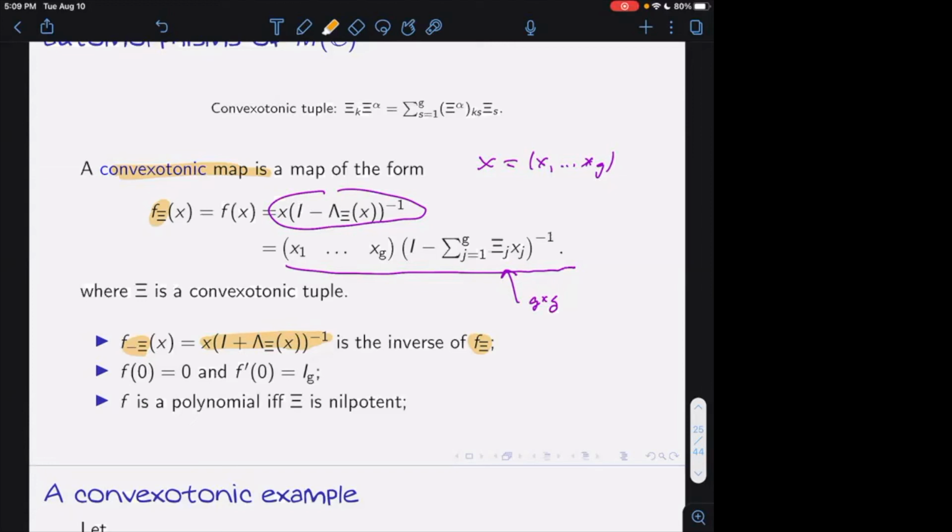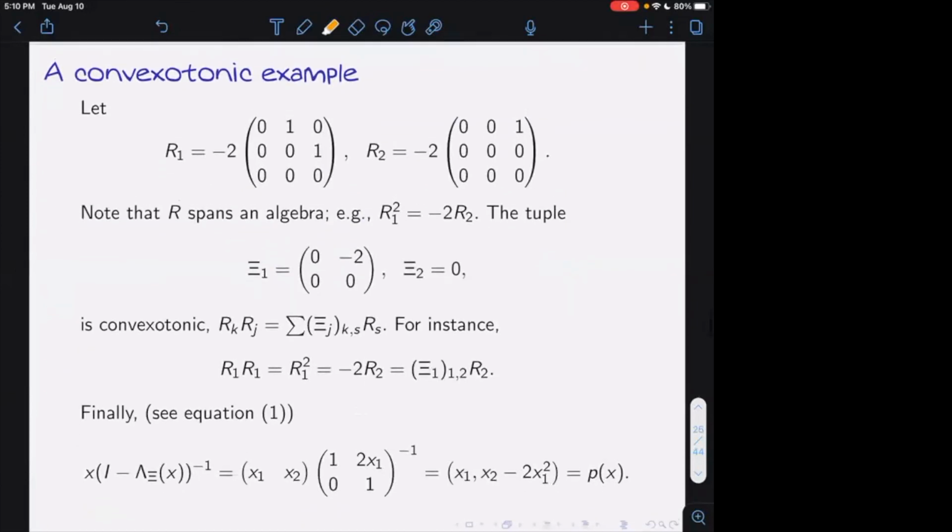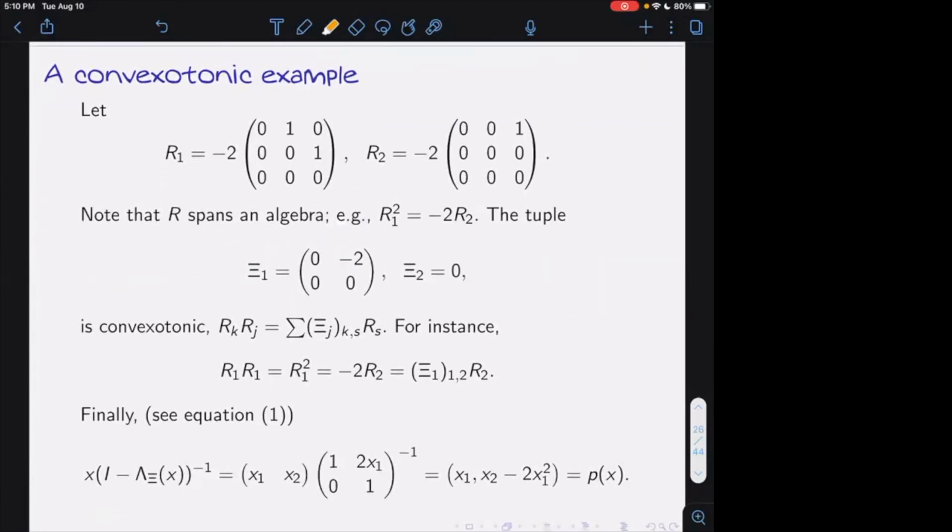And then again, sort of what you would expect is that f is a polynomial if and only if chi is nilpotent. And so you immediately get some bounds: for a G tuple chi, for a polynomial to be convexitonic, it can have degree at most G, for instance. That already imposes quite a lot of restrictions.